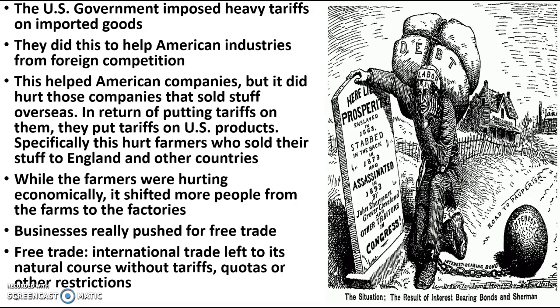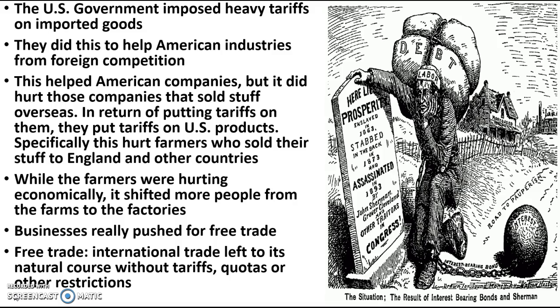Now, the US government imposed heavy tariffs on imported goods. If you can remember from the Civil War videos, and if you were with me from the beginning of the school year, you remember the word tariffs from Britain and things like that. Tariffs basically means a tax, and they put this heavy tax on imported goods. That's stuff coming into our country from other countries. When we send things to other countries, that's called an export. Remember, export, exit.